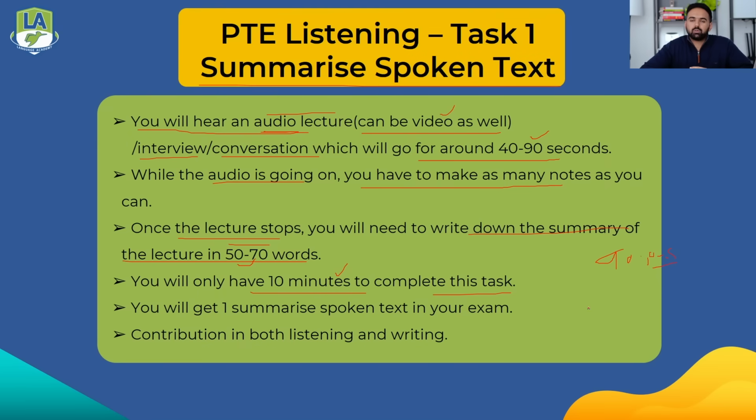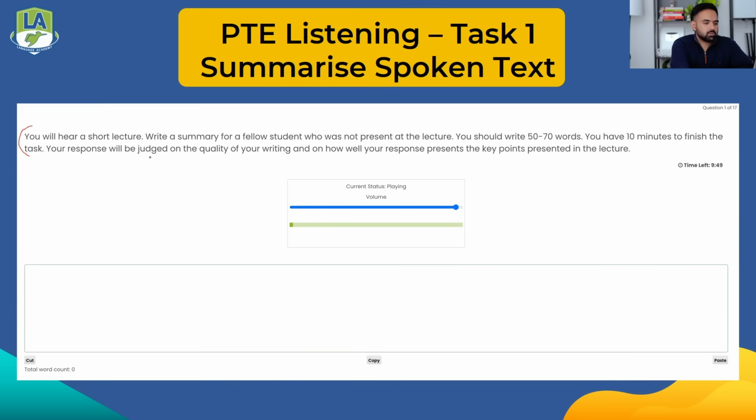This task will give you points in listening and writing both, and you'll only have one Summarize Spoken Text in your test. This is how your screen is going to look. On the top, you've got your instructions, then you've got the audio bar, and then this is where you type in your answer. You have got the word counter, which you can use to see how many words you have written. Now one Summarize Spoken Text is 12 points.